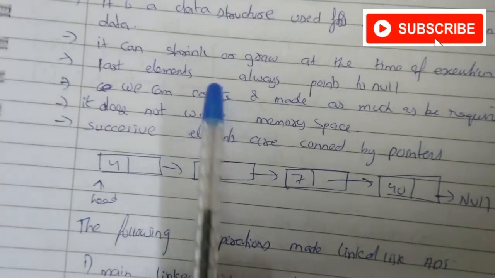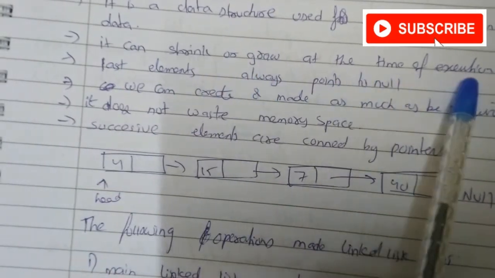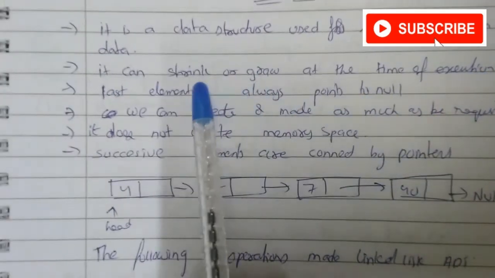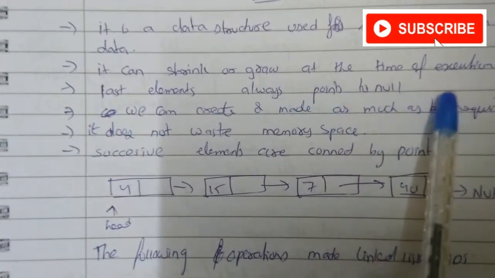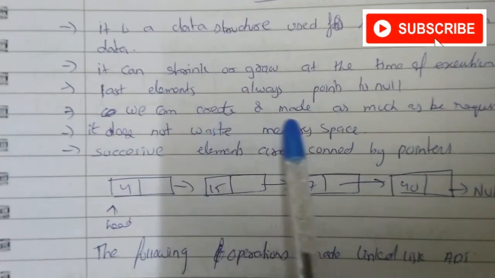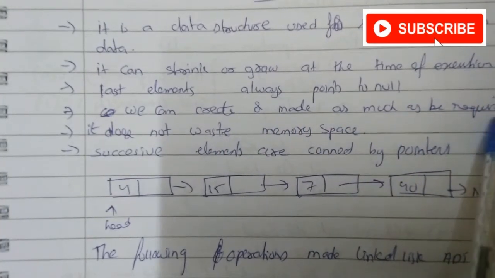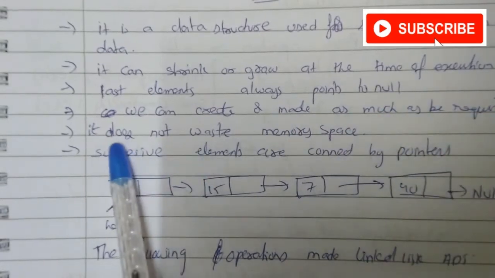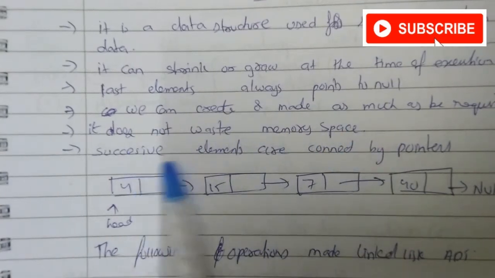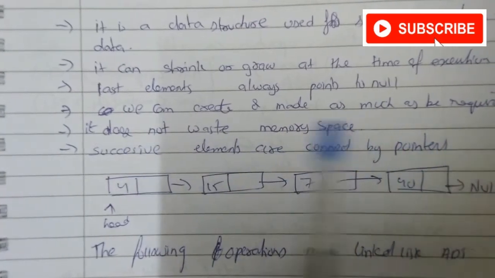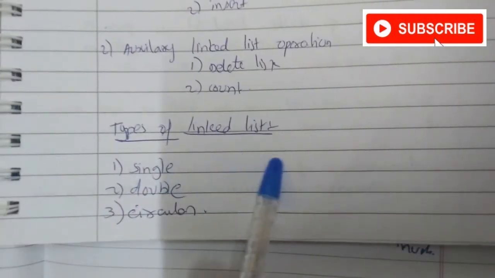The main important points in a linked list are that it can shrink or grow at the time of execution, and the last element always points to null, as I told you before. We can create as many nodes as we require, and it does not waste memory space. The successive elements are always connected with pointers, as I told you before.